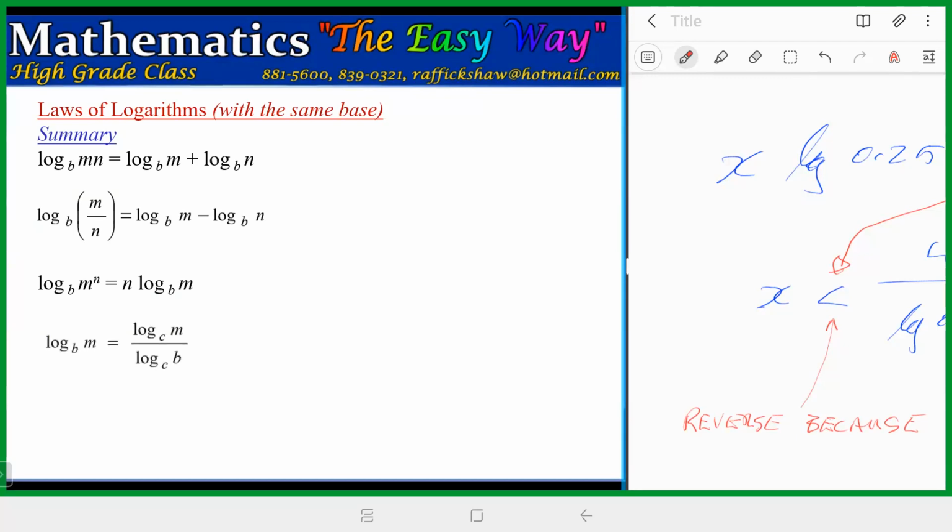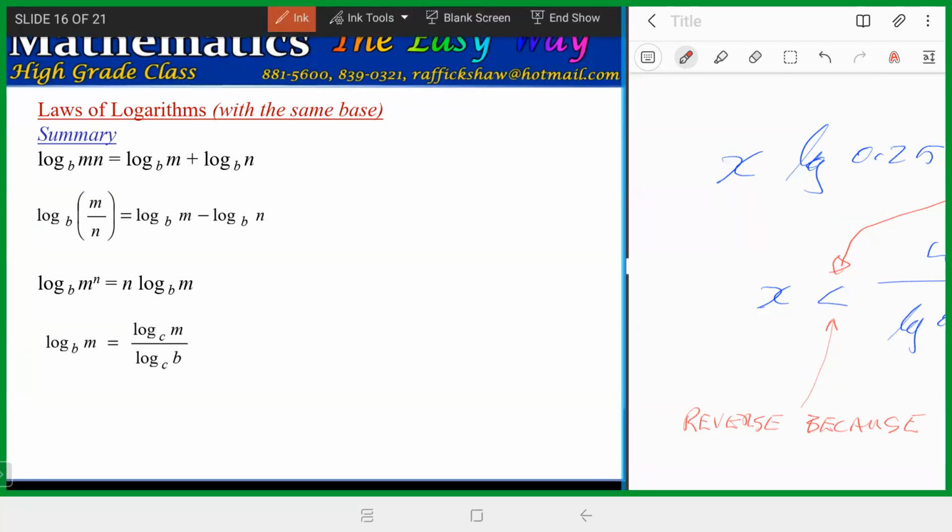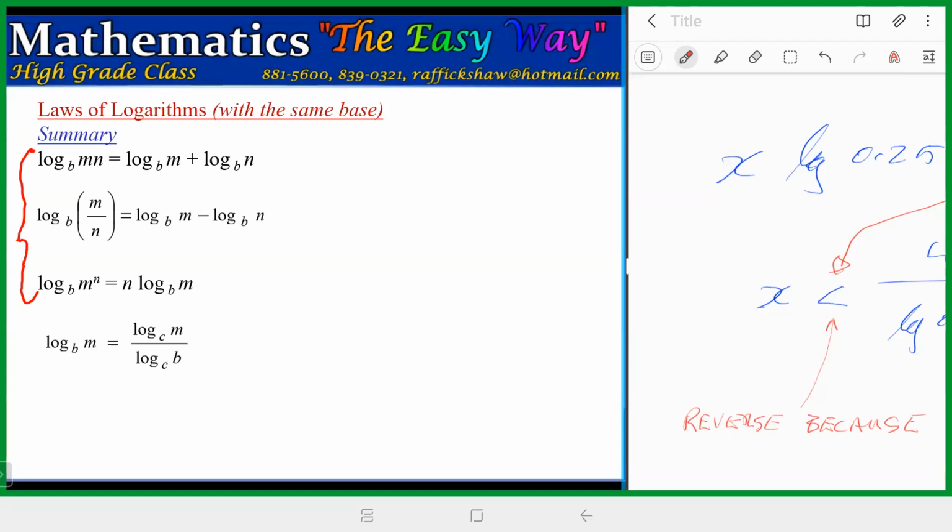The first three are for add maths. The fourth one is pure maths. Add maths is not getting that; the change of base law is not in the add maths syllabus. That also is pure maths. So add maths students need to know the first three, but pure maths students only need to know the three plus the change of base.